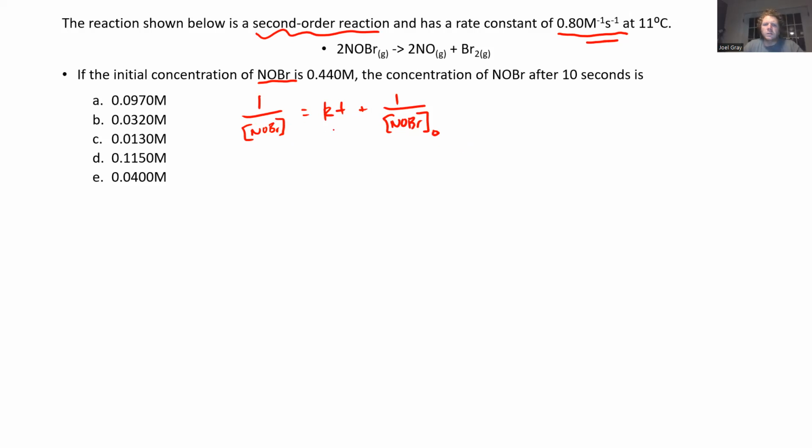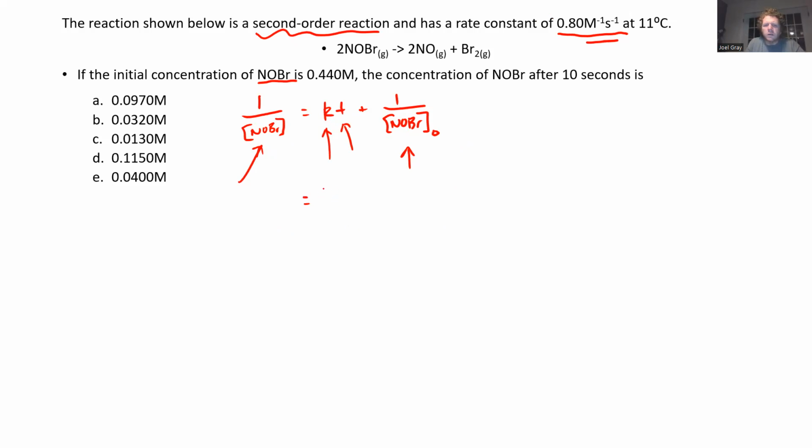So basically this tells us what is 1 over our concentration at a time. Well, it's equal to our rate constant times that time plus 1 over our initial concentration. Well, the great thing about this is we have almost all of these values, so it's going to be pretty easy to plug this one in.